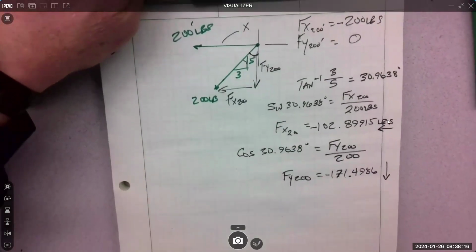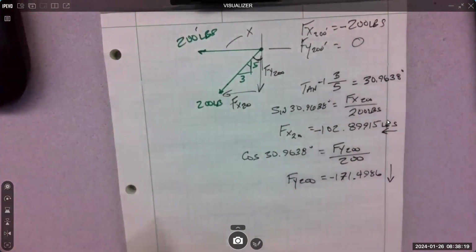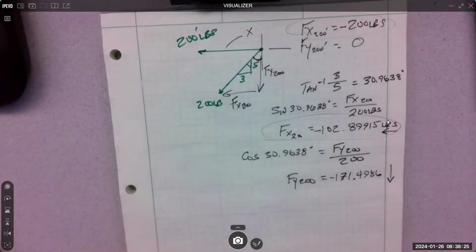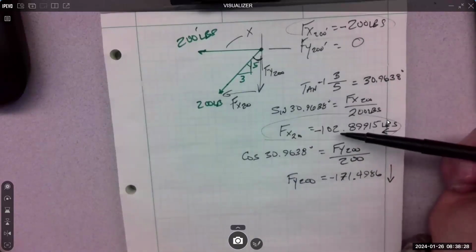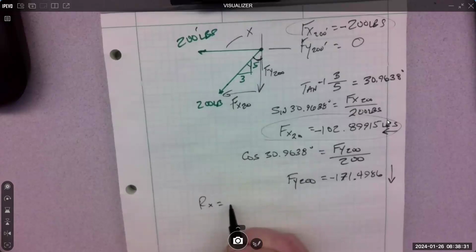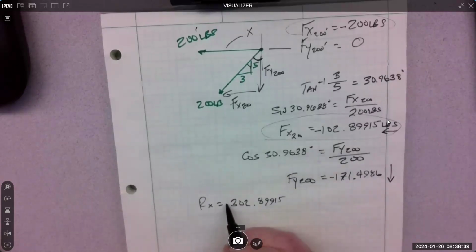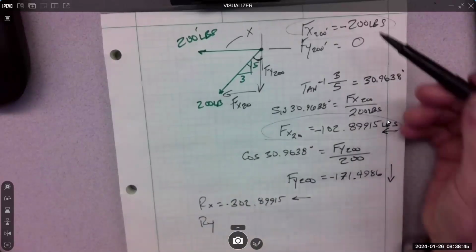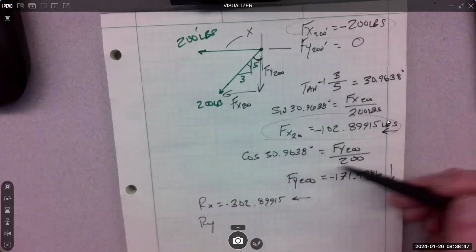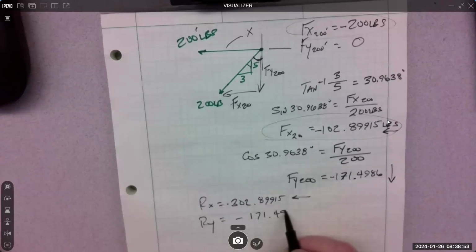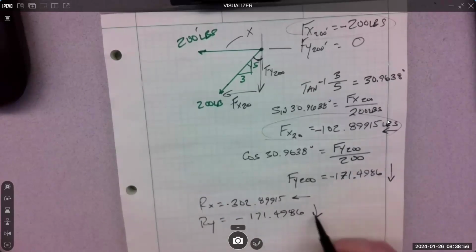So now you have the x components of this one and this one, and they're working together, so that's going to go big, 302. So Rx equals 302.89915, negative, going this way. I can do that math in my head. And Ry, this one is 0, so we just are using all of this one, minus 171.496. That's down.